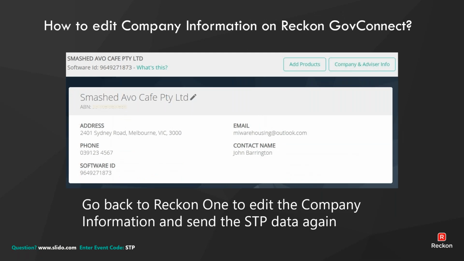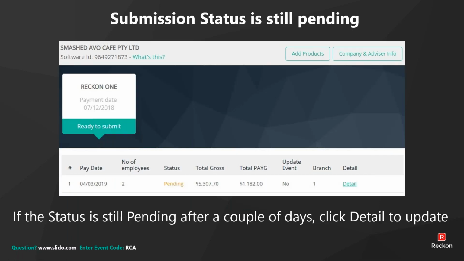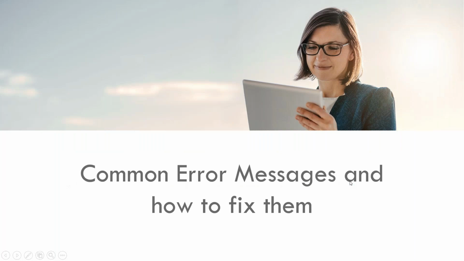How to edit company information on Reckon GovConnect? You need to go back to Reckon One. Under the book settings, where it has the company details, just change the company details that need to be changed, and then send the STP data to GovConnect again, and that should update. Another common question is submission status is still pending. If this status is still pending, click on detail and then it will update itself.